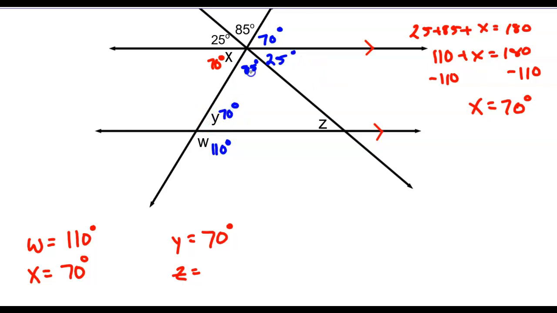Well, what do we also know? We need to find z, and we have parallel lines cut by transversals. We know that this would have to be a 25-degree angle because parallel lines cut by a transversal. Z would have to equal 25 degrees because of this parallel line cut by this transversal. So 25 and z would be alternate interior angles.